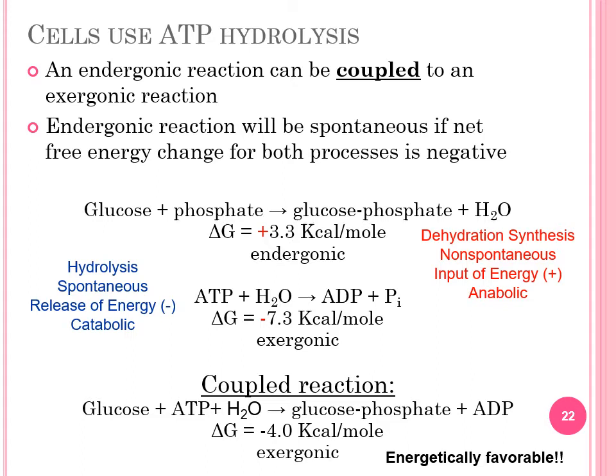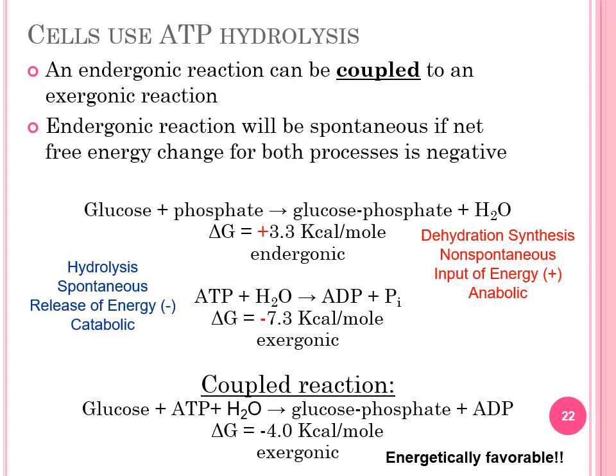We're adding a phosphate to the glucose, so we're building bonds. And so this is going to have an energy requirement. It's non-spontaneous. Because we're building, this is considered anabolic. And so you can see here that the delta G is positive. Delta G is plus 3.3 kilocalories per mole, and you can see that we've also identified this reaction as being endergonic because energy is being stored in the bonds.